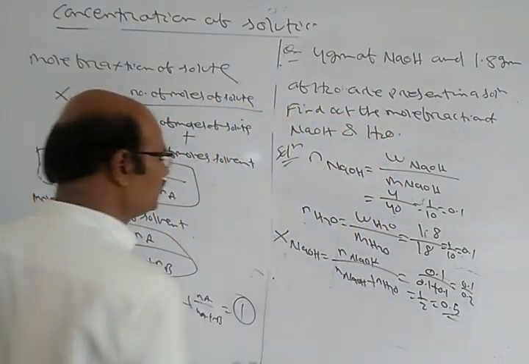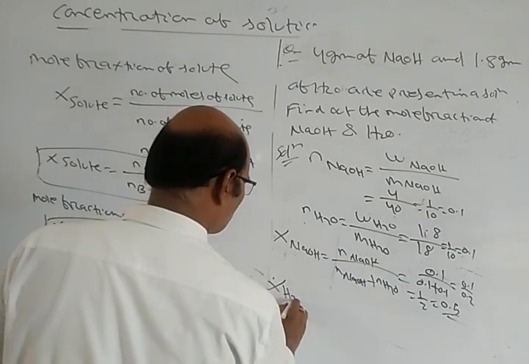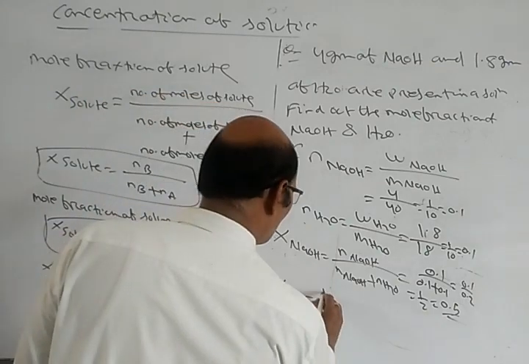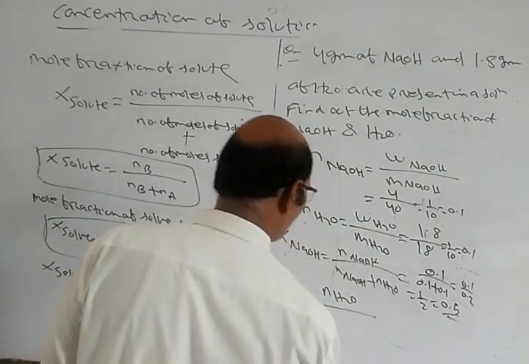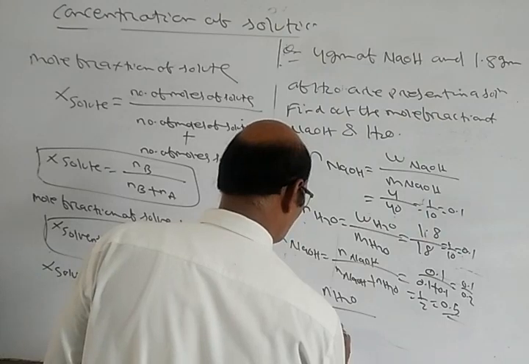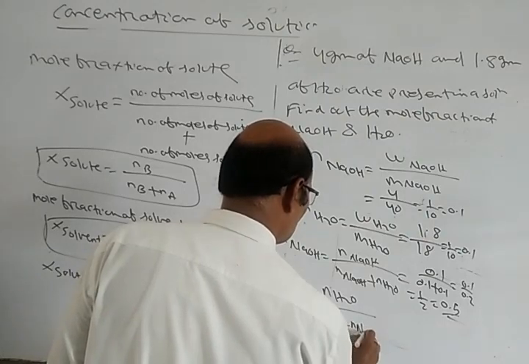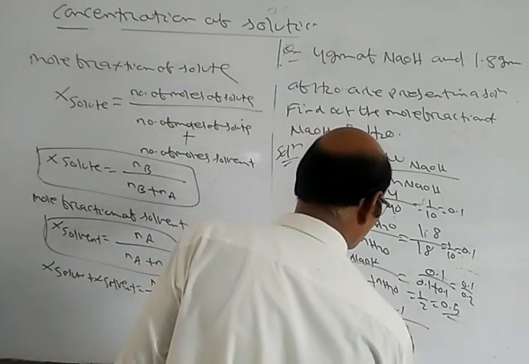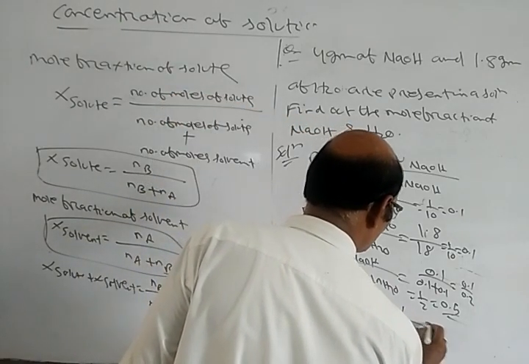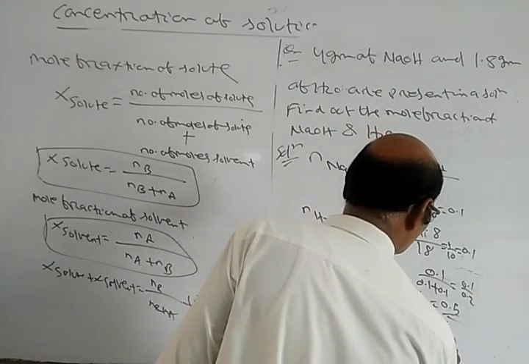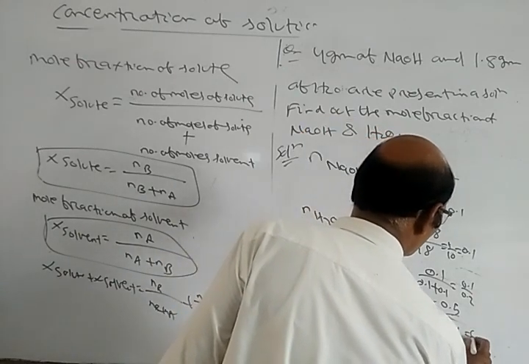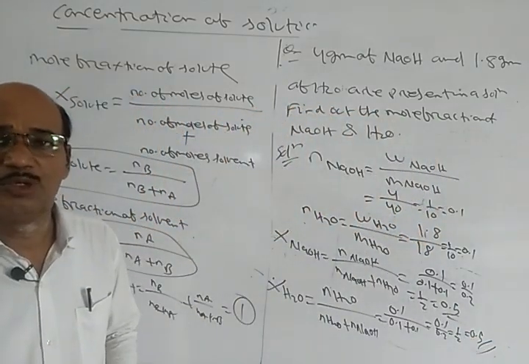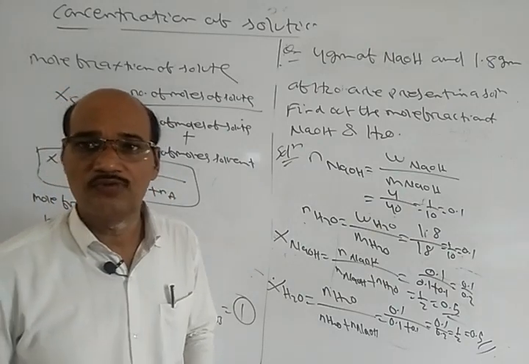Okay. Similarly, we go for X of water, mole fraction of H2O. You can write number of moles of H2O, N of H2O, divided by N of H2O plus N of NaOH, equal to 0.1 by 0.1 plus 0.1, equal to 0.1 by 0.2, equal to 1 by 2, equal to 0.5. So the mole fraction of NaOH is 0.5 and also the mole fraction of H2O is 0.5. Okay.